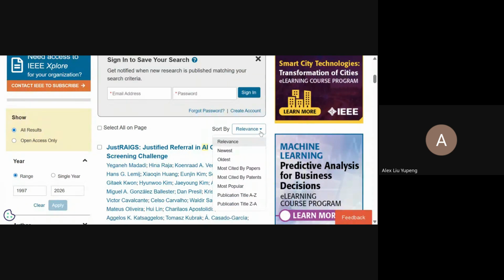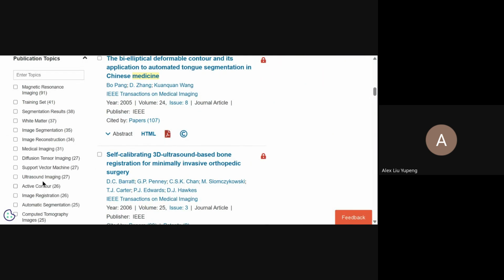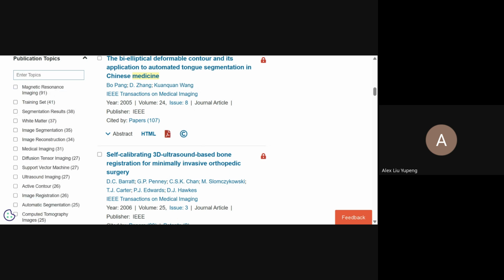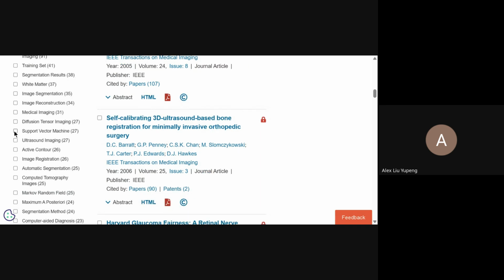You can use a different sorting option: sort by relevance, newest, most cited by paper, or most popular. Then you can also use this thing called publication topics. This will tell you the more frequently used keywords these 400 papers are covering. Let's say wearable devices. Right, so it looks like there are no wearable devices, but how about sensor? There is sensory data, sensory noise. So some of these keywords are also included in this. That's why publication topics can also be useful for you to further zoom in.